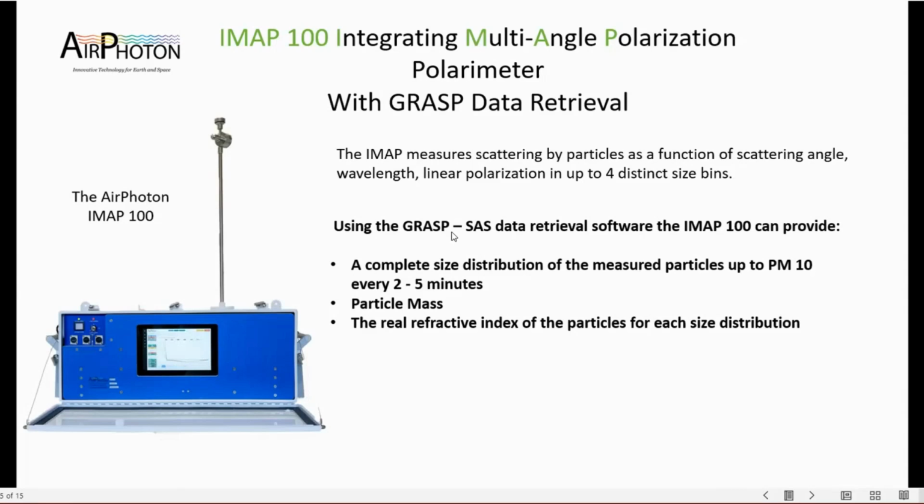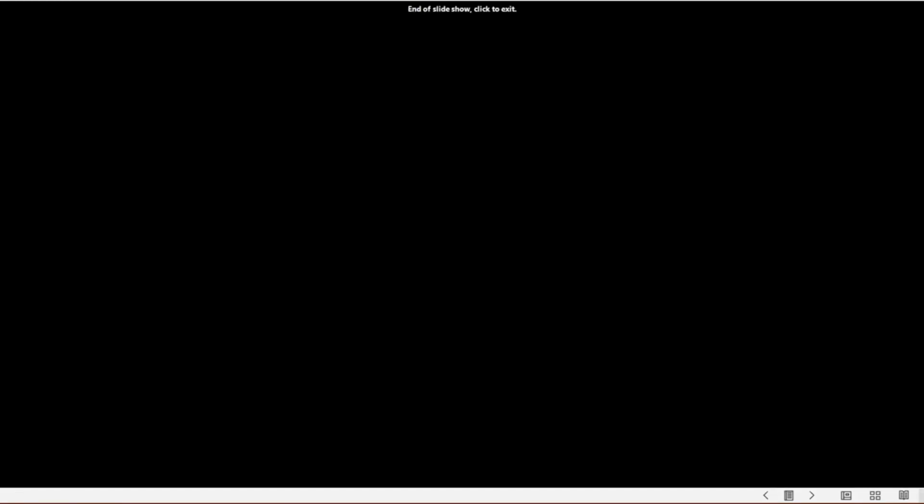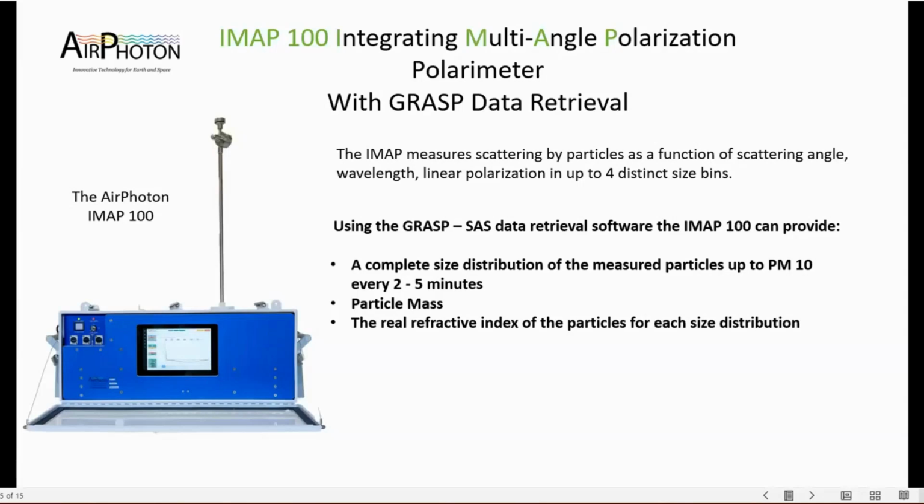So what we can then do, and what we're in the process of doing, is relating satellite measurements to the in situ measurements at what we like to say is nose level, so where people are exposed. So that would be the integrating nephelometers and the IMAP. I think that's all for my slides.